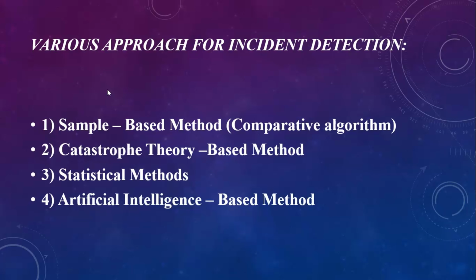So these are the various approaches for incident detection. The first one is what we call the sample-based method, which is also called a comparative algorithm. This method collects data samples from traffic conditions and compares them against established patterns or thresholds to detect incidents.